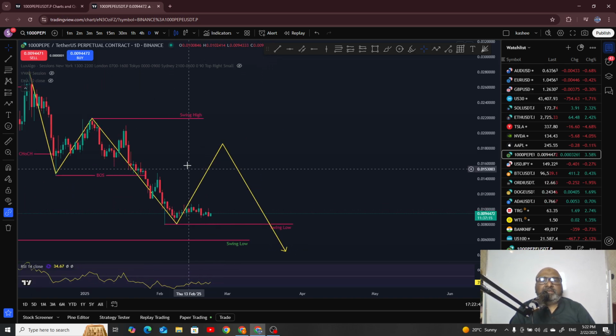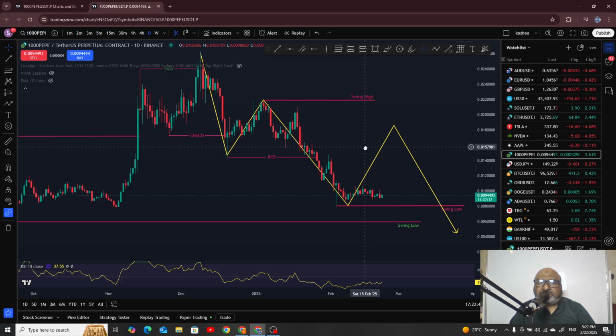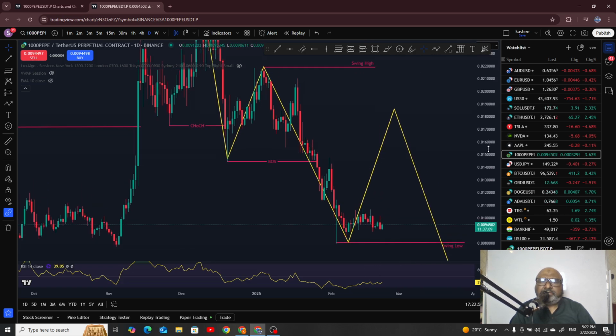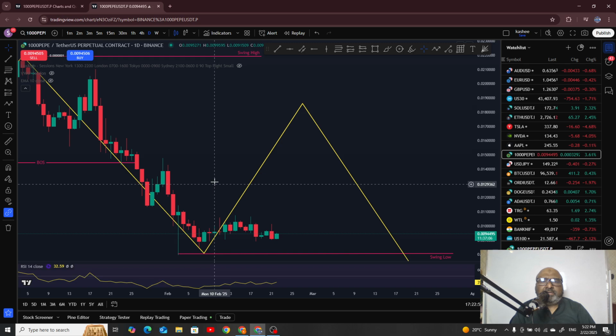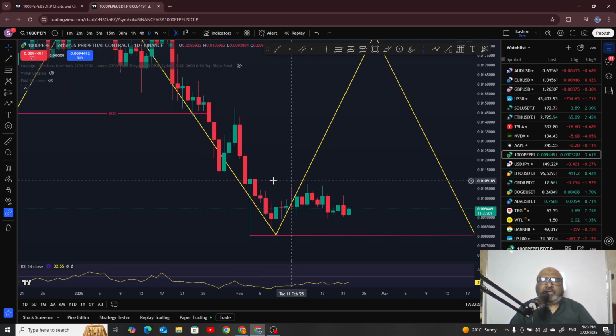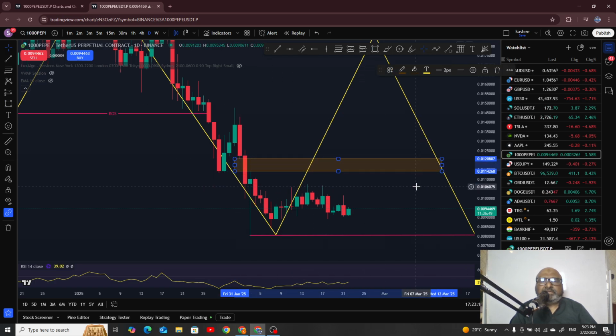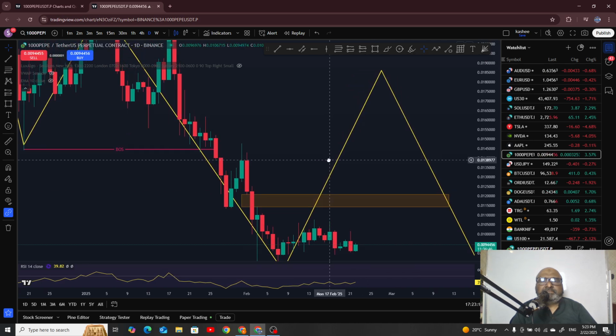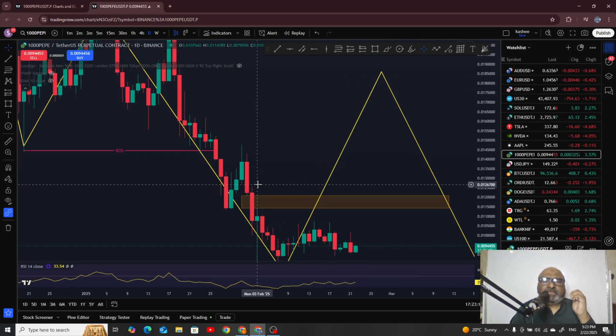Okay, let me analyze this for you. First of all, we have a fair value gap here. Okay, let me mark it. This is fair value gap. Okay, this is buy to sell candle giving a fair value gap. So this is very important candle.